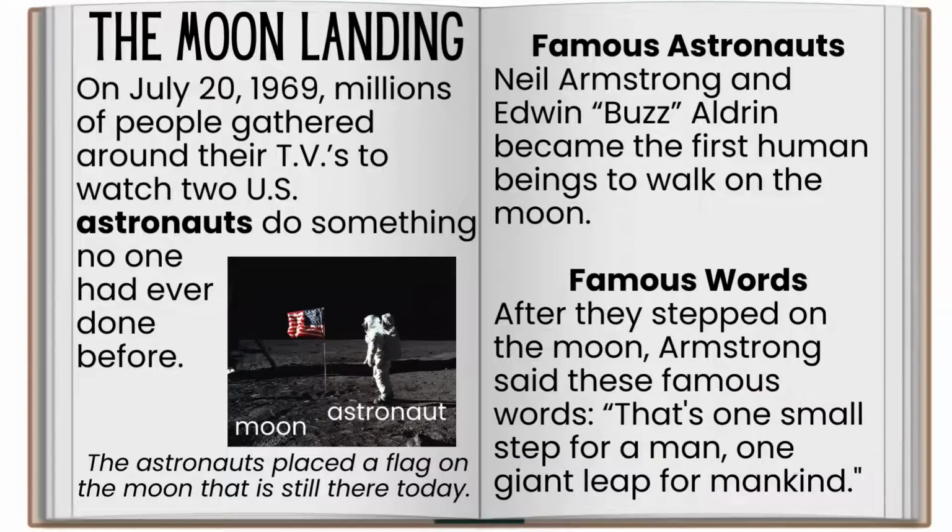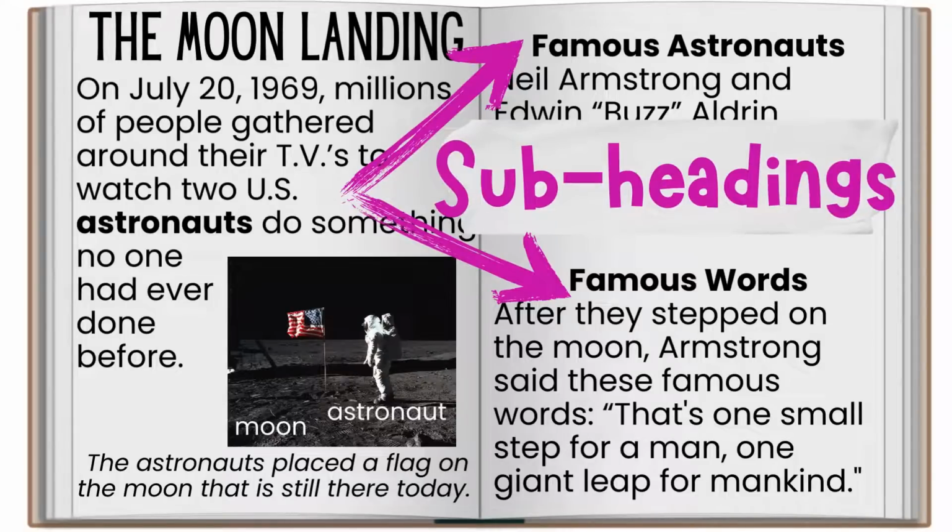Nonfiction books often have some other text features too. They might have subheadings, which are headings under a bigger heading. This page has 2 subheadings that help organize the information even more. One section is about famous astronauts and one is about famous words.